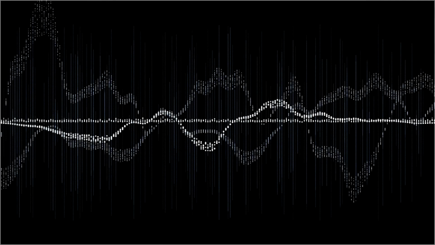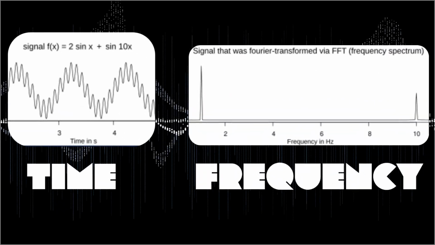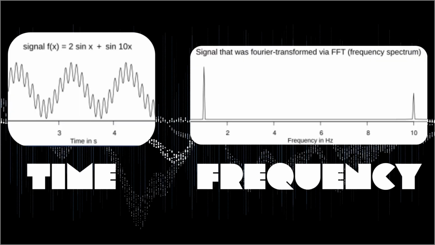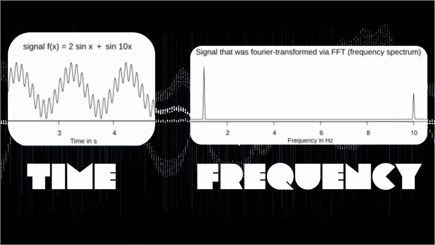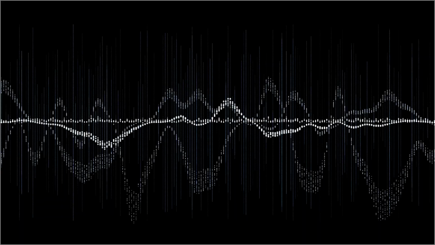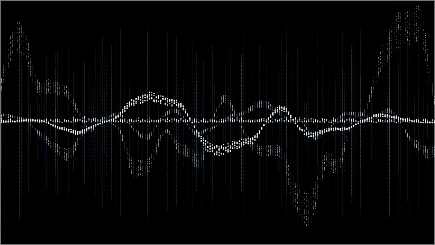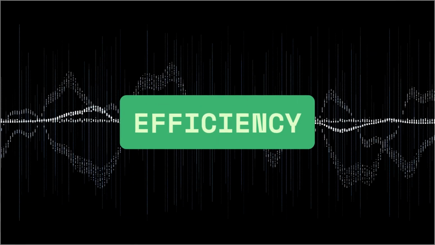Hi everyone, today we're going to talk about the fast Fourier transform, or FFT. So in digital signal processing, we often need to change a signal from the time domain to the frequency domain. The tool we use for that is called the discrete Fourier transform, or DFT. FFT is basically a faster algorithm to calculate the same DFT. Same results, but much quicker. And that's the whole purpose of FFT, efficiency.